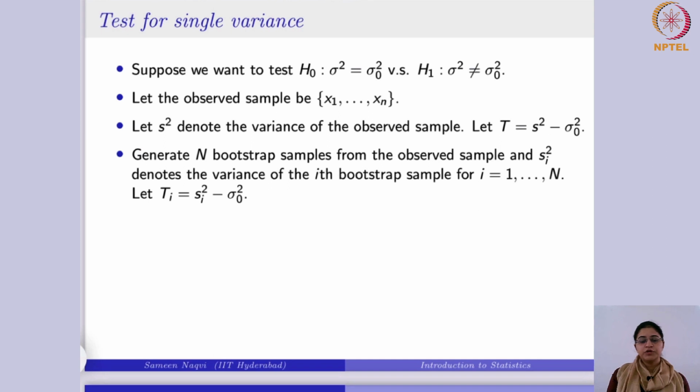Now likewise we are going to generate n bootstrap samples. We are going to resample again and again from this with replacement. For each sample we will calculate the sample variance and then we will calculate TI. So TI basically means from that sample variance we are going to subtract sigma naught square. So T1 would be S1 square minus sigma naught square, where S1 square we will calculate from that corresponding sample. Likewise T2 would be S2 square minus sigma naught square, and likewise we can keep on doing.